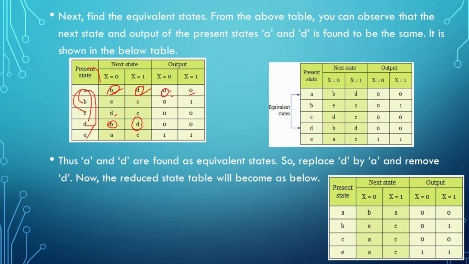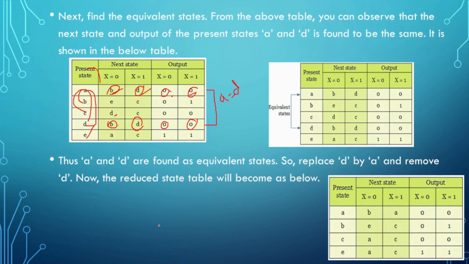0, 0, 0, 0. So finally, here we will find out that A state is equivalent to D state, right?